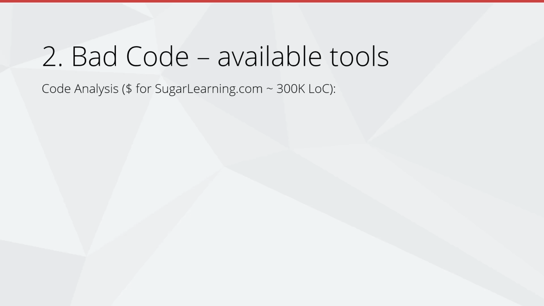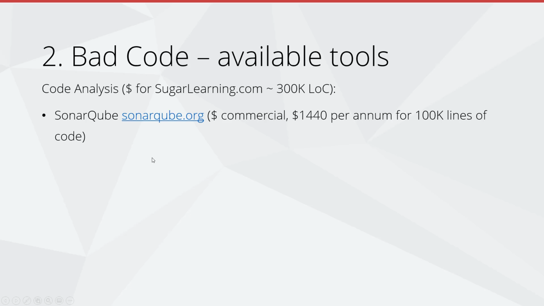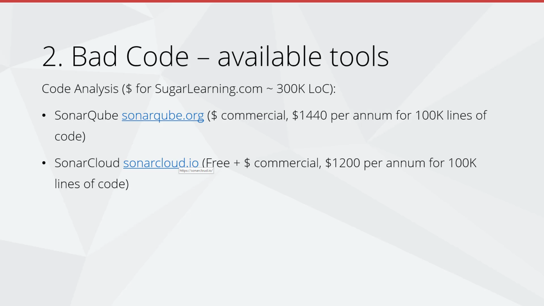For the code review, we have SonarQube, a commercial product, and it costs about $14.40 per year for 100,000 lines of code. From the same company, we have SonarCloud, which has a free tier and also a commercial tier, and it costs $1,200 a year for 100,000 lines of code.